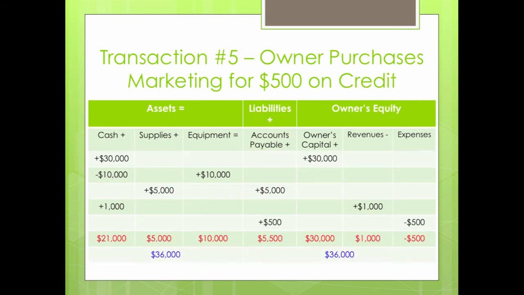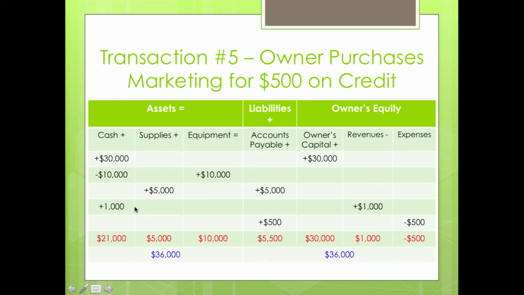Now, let's say that you want to start advertising your restaurant, your new restaurant, so you purchase marketing for $500 on credit. Here we go with the credit keyword again. And you purchased something, which means that you have an expense now. So you owe money to your credit card now because you're going to charge it to your credit card. And then you also have an expense now. Now you have to pay for that marketing that you have purchased.